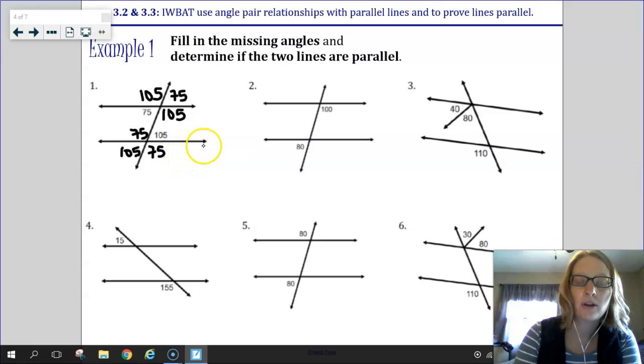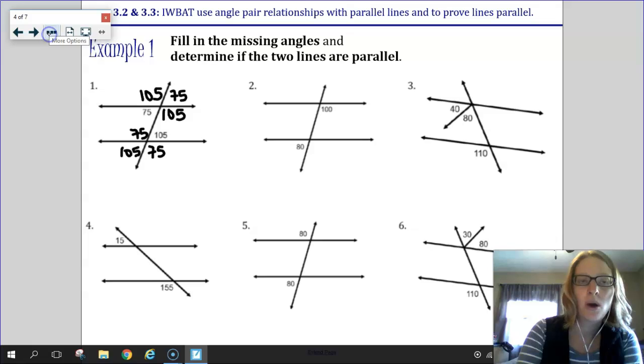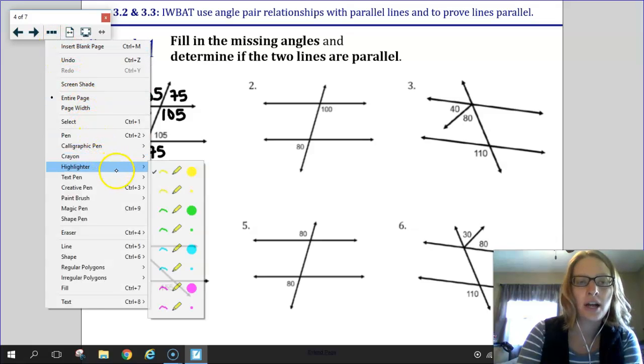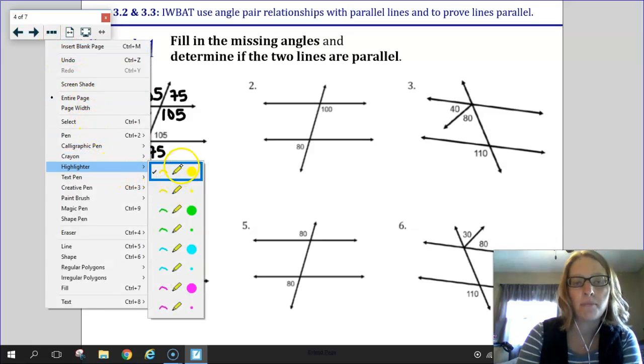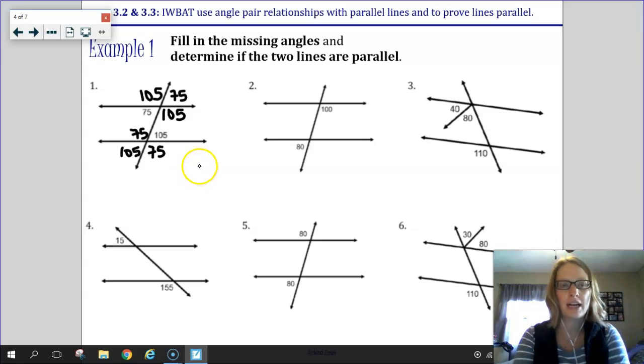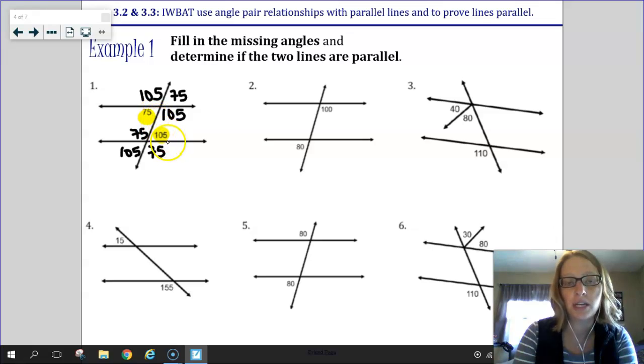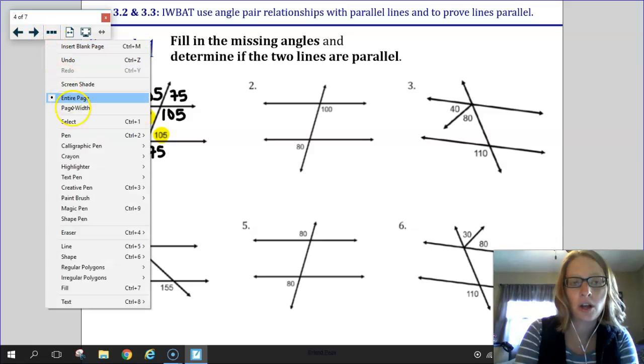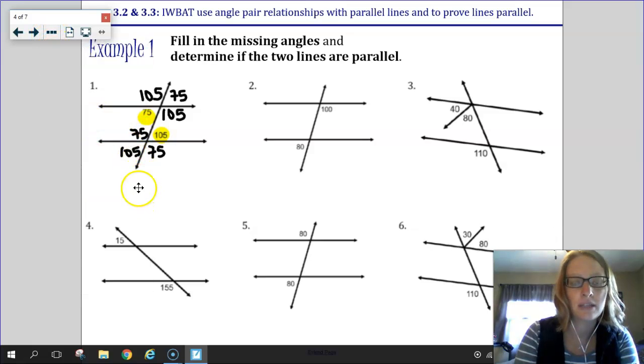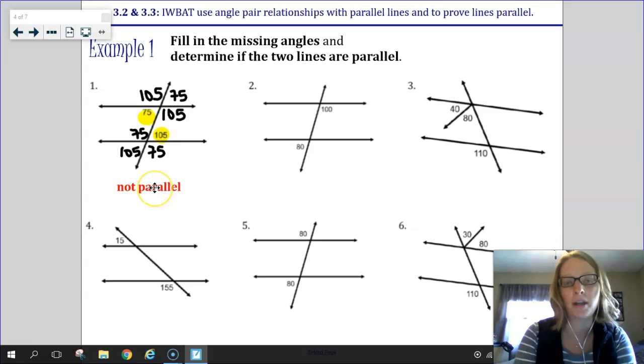Well, if they were parallel, any one of our angle relationships would have to be true. When I can see all the angles here, I'm not looking for any one particular angle relationship. There's lots of different examples. For example, I could look at the alternate interior angles. If the lines were parallel, alternate interior angles should be congruent to one another. They are not, so my answer here would be that these two lines must not be parallel to one another.